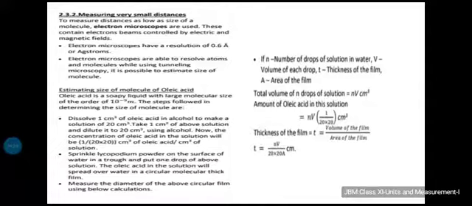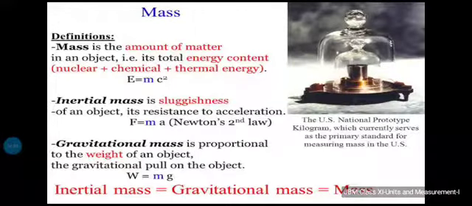So now we have seen that the size of objects that we come across in the universe varies over a very wide range. These may vary from the size of the order of 10 to the power minus 14 meter for the tiny nucleus of an atom to the size of order of 10 to the power 26 meter. So for which we are having different units.